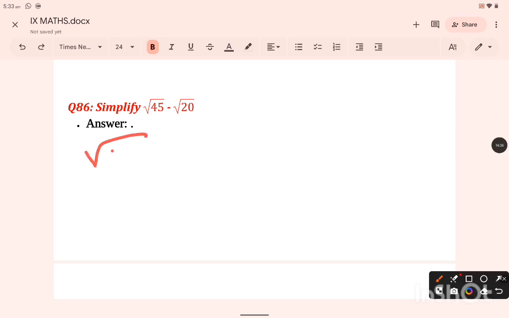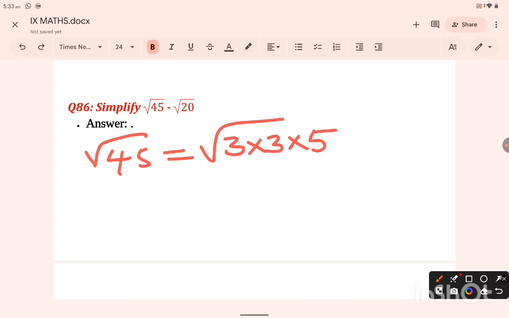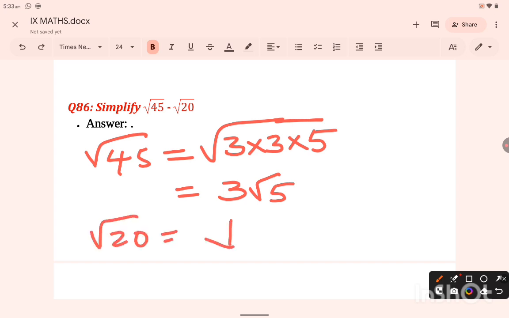Here root 45 can be written as root 3 into 3 into 5. This gives 3 root 5. Similarly, root 20 can be written as root 2 into 2 into 5. This gives 2 root 5.